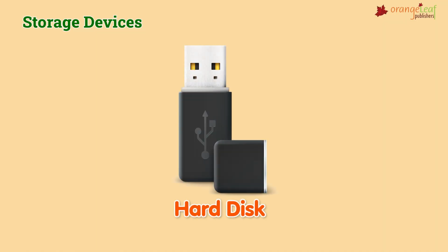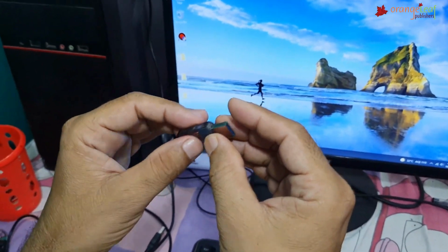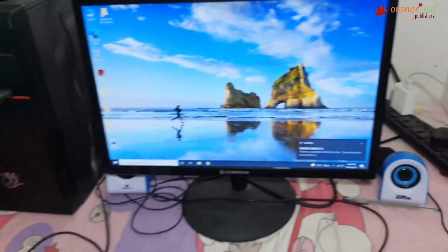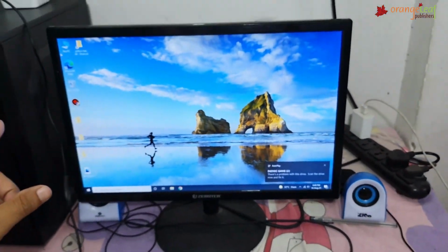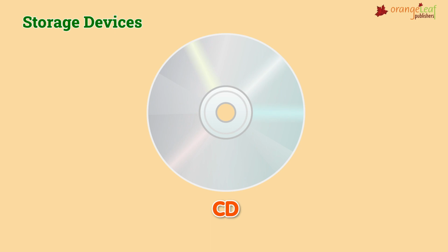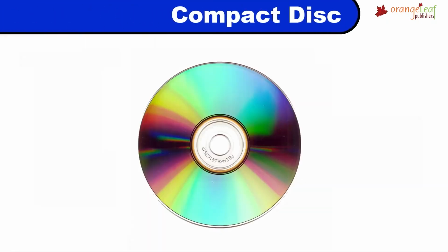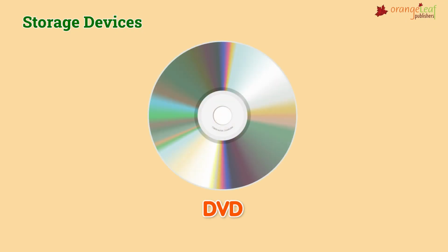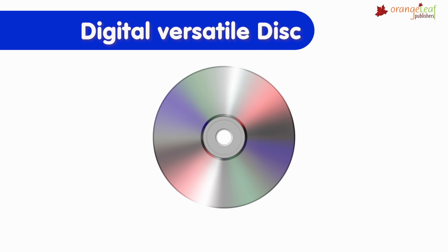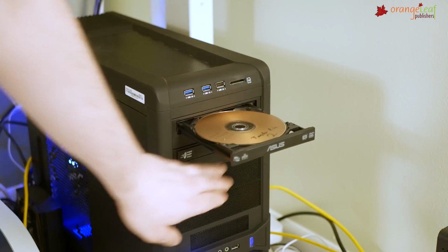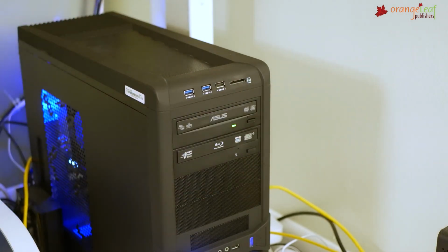Pen drive. It's also known as a flash drive. It is portable and compact. It can store and transfer information between computers. CD. CD stands for a compact disc. It stores a lot of information. DVD. DVD stands for Digital Versatile Disc. A DVD stores much more data than a CD.